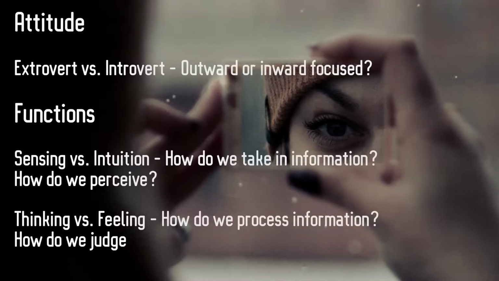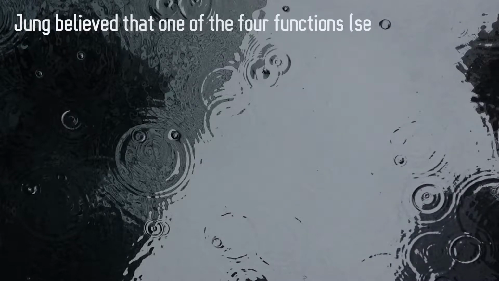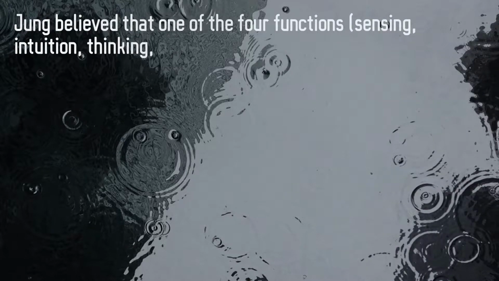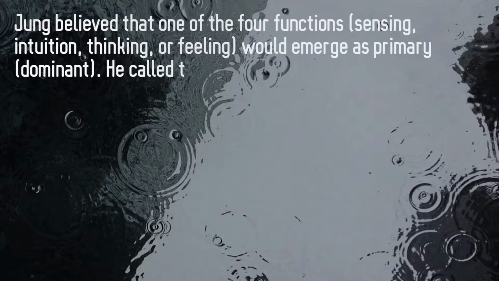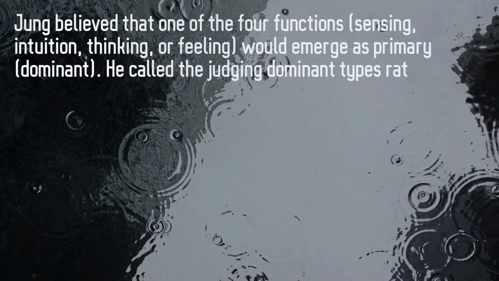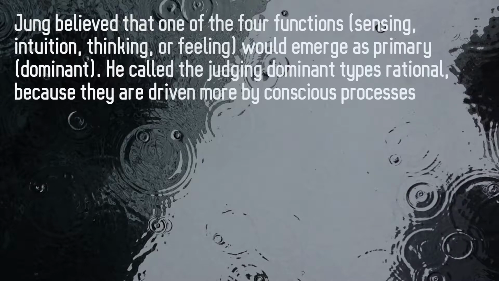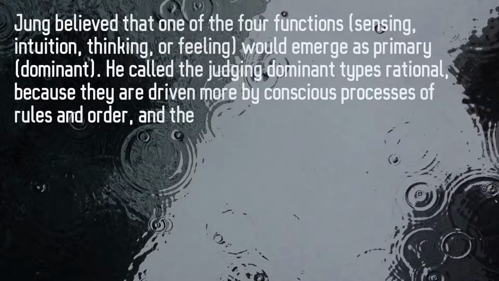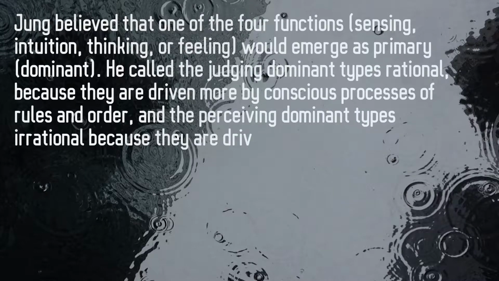How do we judge? Jung believed that one of the 4 functions, sensing, intuition, thinking, or feeling, would emerge as primary, dominant. He called the judging dominant types rational because they are driven more by conscious processes of rules and order, and the perceiving dominant types irrational because they are driven more by unconscious processes of perception.